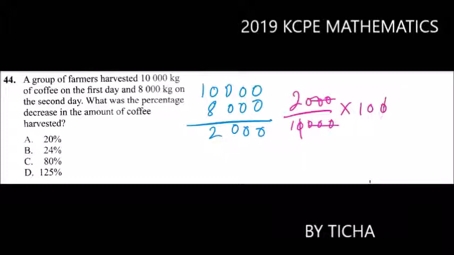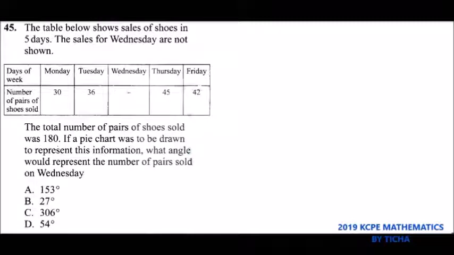So you can divide that. You can cancel by 10, and that will give you 20%. So there was a 20% decrease, and from the answer we can see A is a correct answer. So that is the answer that you shade. So you should be able to work with the percentages you have seen. There are several questions that we have dealt with relating to percentages. Question number 45. The table below shows the sales of shoes in 5 days.